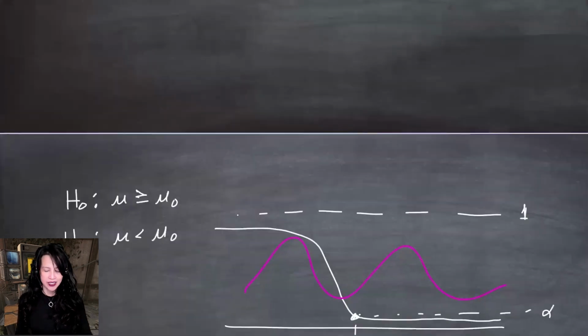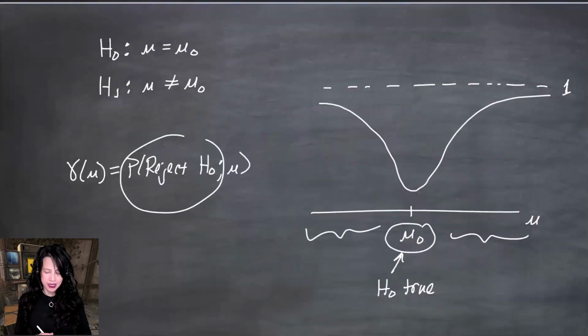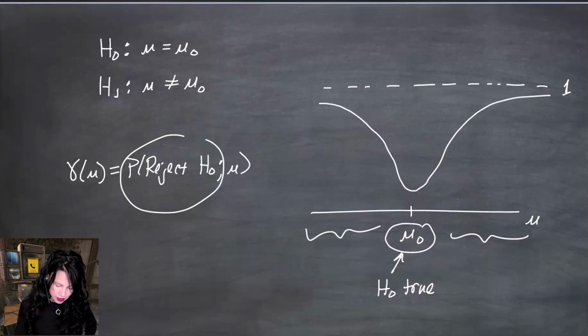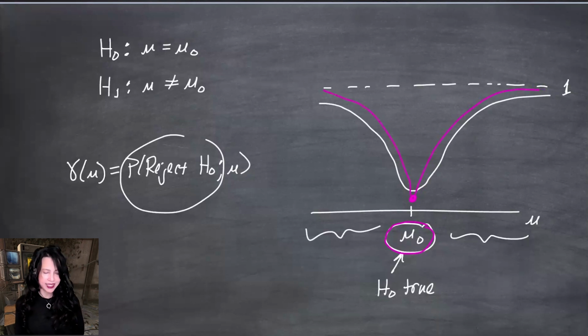Real quick, if I came up with a second test for these hypotheses and it was better, then it would have a smaller probability of rejecting the null hypothesis when the null hypothesis is true and you don't want to reject it, and it would be larger over here. So maybe something like this. Well, something like that. So that's how you could compare two tests.